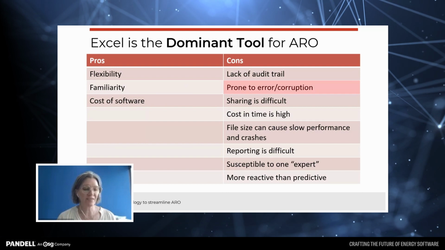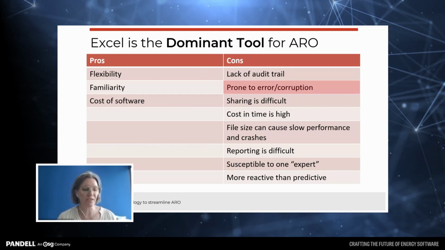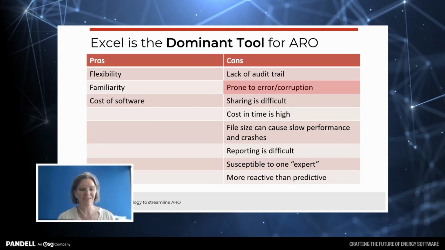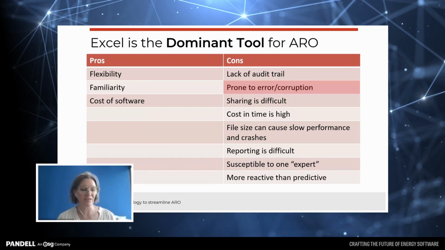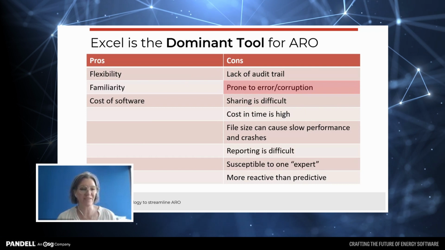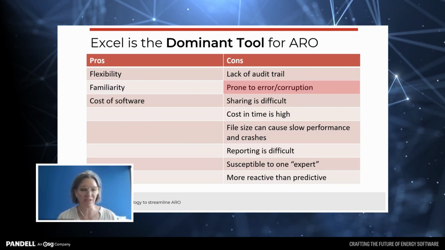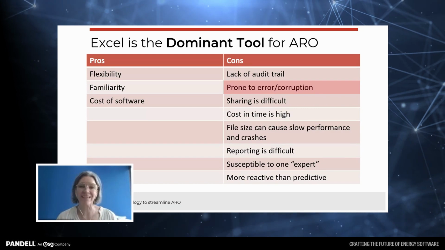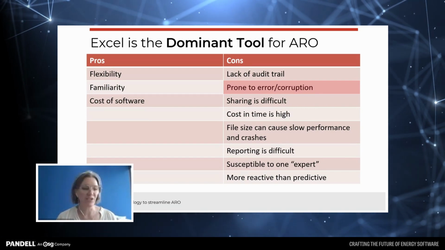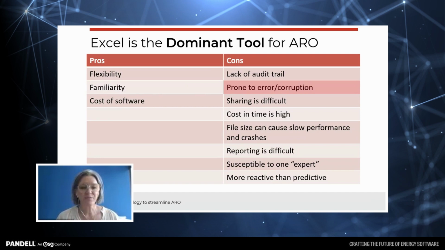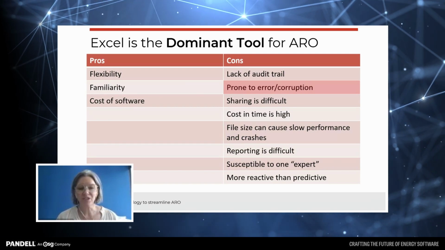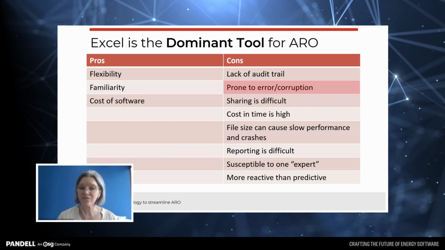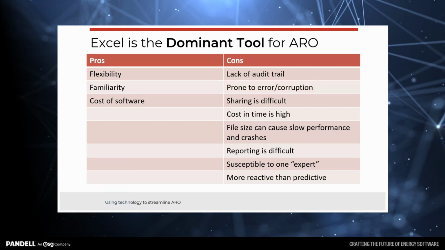So for instance, it's error prone. There's version control issues. You've got manual data entry and formula manipulation that increases your risk of errors in Excel spreadsheets, leading to inaccuracies in your ARO calculations. We actually haven't seen a single implementation yet that didn't have errors in the spreadsheet. There's some version control issues that become challenging as multiple users may update and save different versions of the same spreadsheet, which is going to lead to inconsistencies.